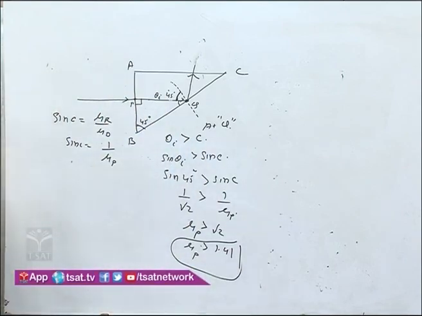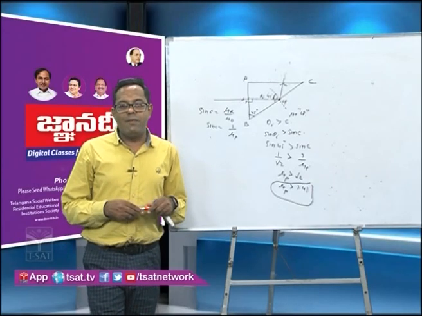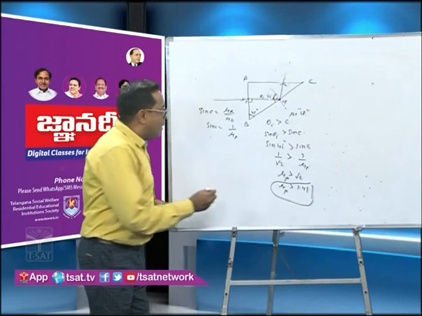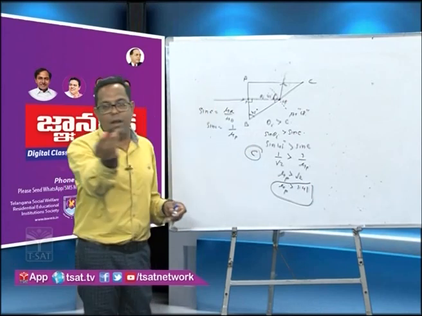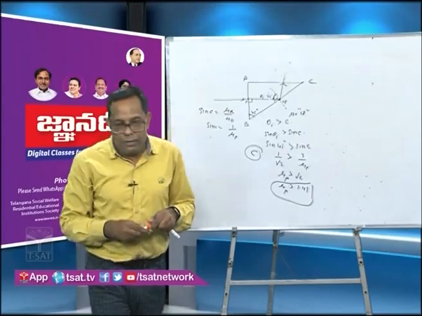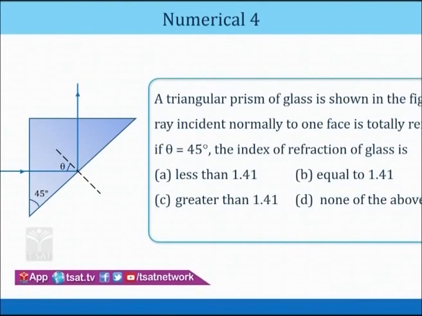Therefore the answer will come out to be which option? The refractive index of the glass should be greater than 1.41. That is the C option. You can clearly see what is the C option over here. The C option is the refractive index of the glass prism should be greater than 1.41. So this C answer will be the answer. So this is the fourth question we have done right now.